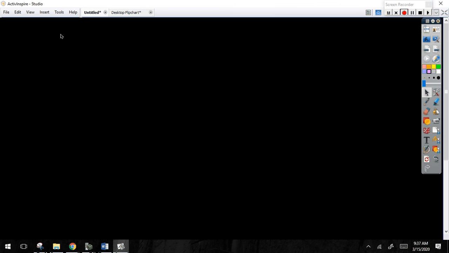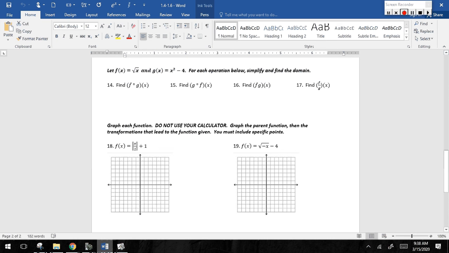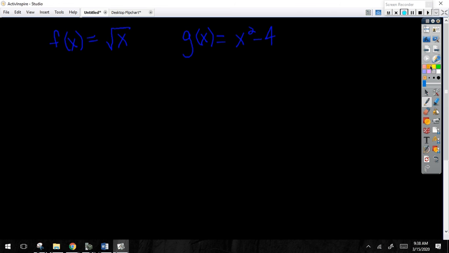All right, so the next set of problems gives us an f of x, square root of x, a g of x, and then it asks us to do some operations with each one. The first one says f of g of x. Blue is not a very good color, is it? F of g of x looks something like this.